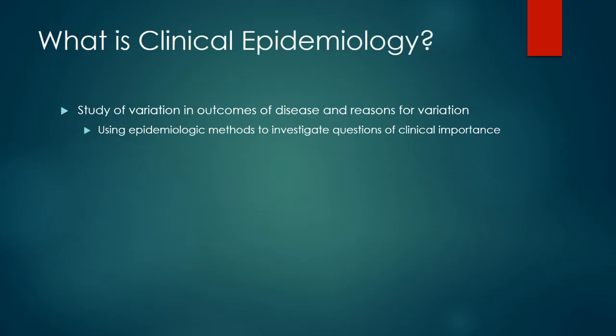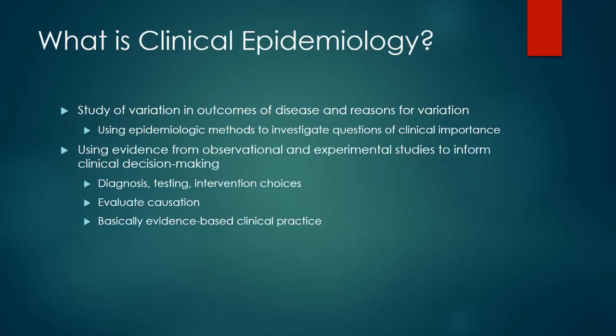Well, in part, we use clinical epidemiology, and this is the study of variation in outcomes of disease and the reasons for that variation. So it's a branch of the broader field of epidemiology and uses many of the same concepts and practices, but it focuses on questions of clinical importance.